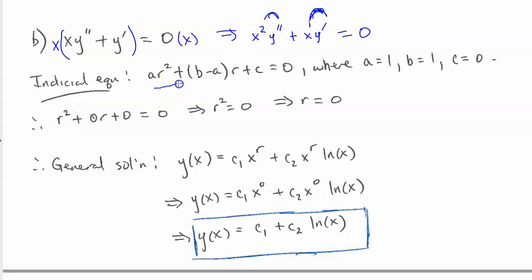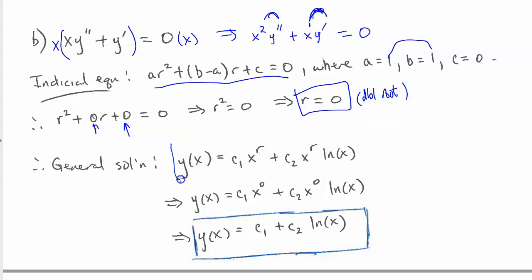So again, we use our indicial equation formula here to find our roots r, which are basically going to be our exponents. A is 1, B is 1, and C is 0. So we plug all that information in. B minus A, 1 minus 1, is 0, so that's why we have that here. And C is 0, so that's why we have that here. So basically, r squared is equal to 0, which means r is equal to 0. So this is a double root.